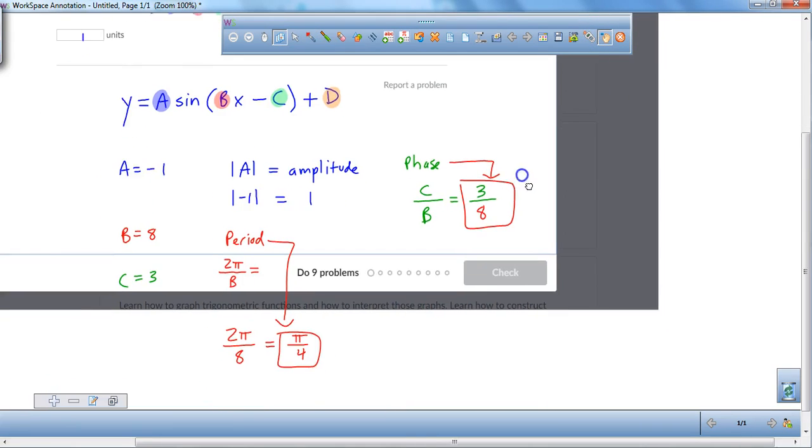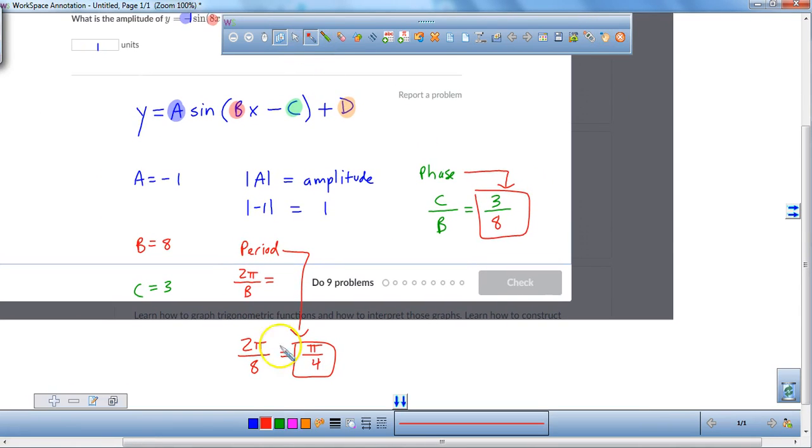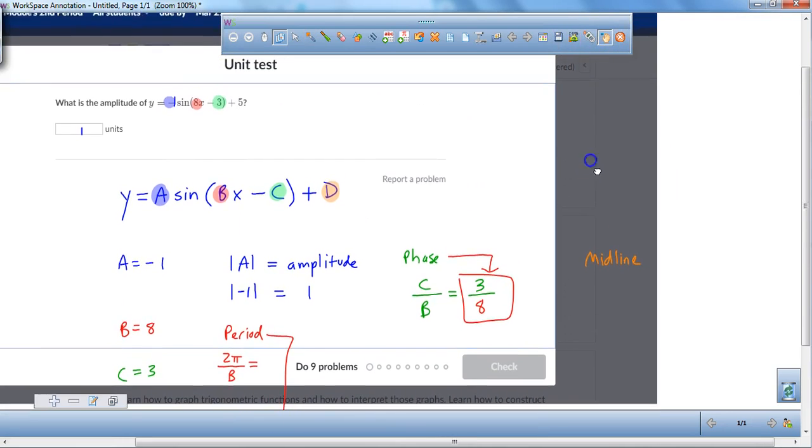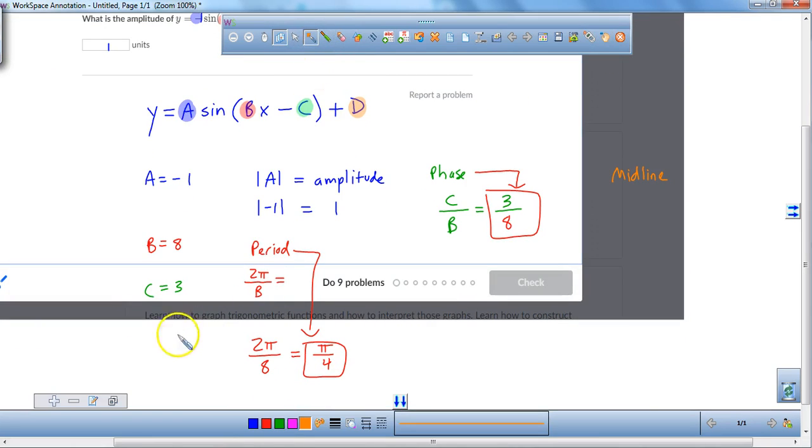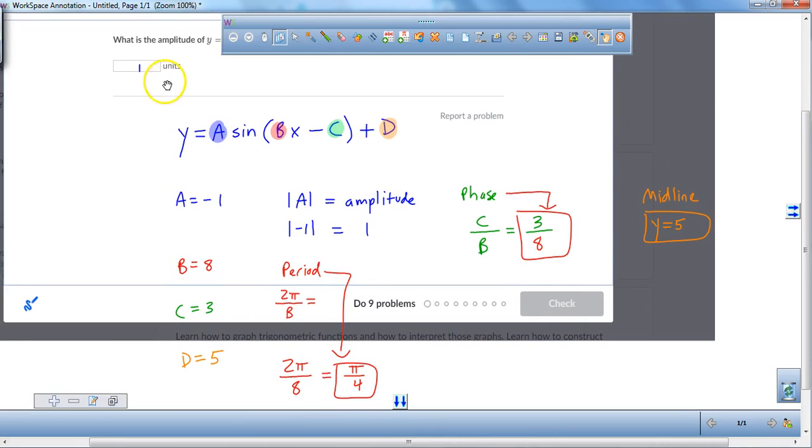Now the last thing that you have to worry about, which is the easiest one in my opinion, is the d value, which is the midline. Okay, so if I said, hey, what's the midline going to be? All right, our d value was equal to 5. So our d value equals 5. So that means our midline is y equals 5. That'd be your answer. But in this particular case, it's just asking for the amplitude, which is 1 unit.